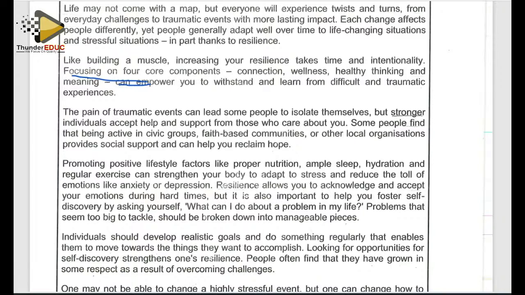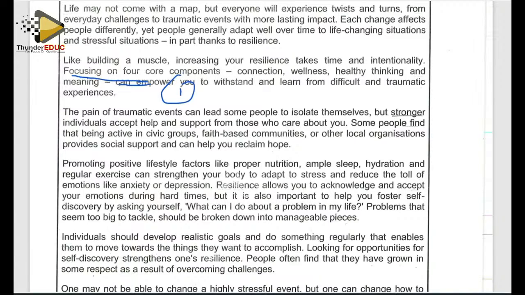We start on focusing on 4 components: connection, wellness, thinking and meaning can empower you to withstand and learn from difficult and traumatic experiences. That's our point number 1 for our summary. So we are coming here and specifying. Let's go to our third paragraph.